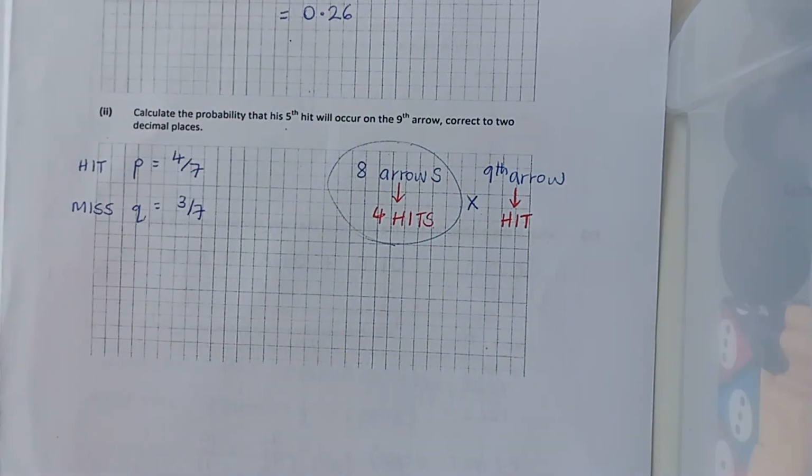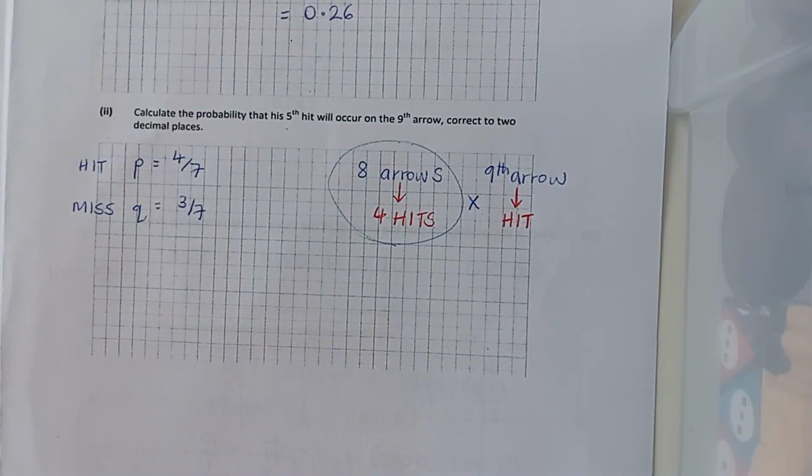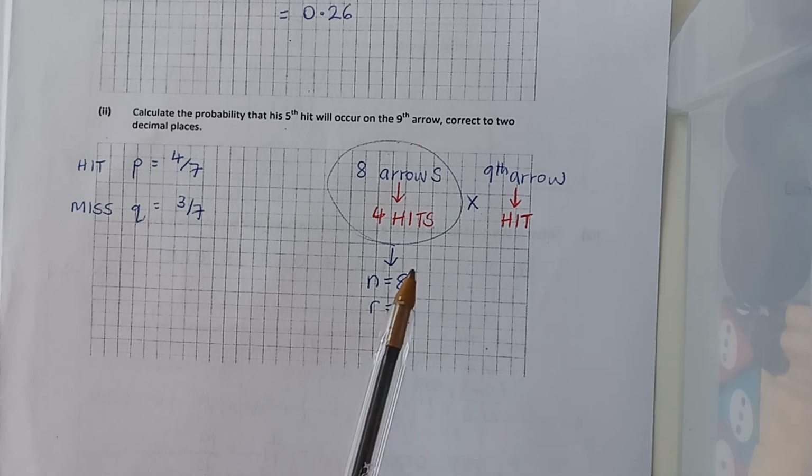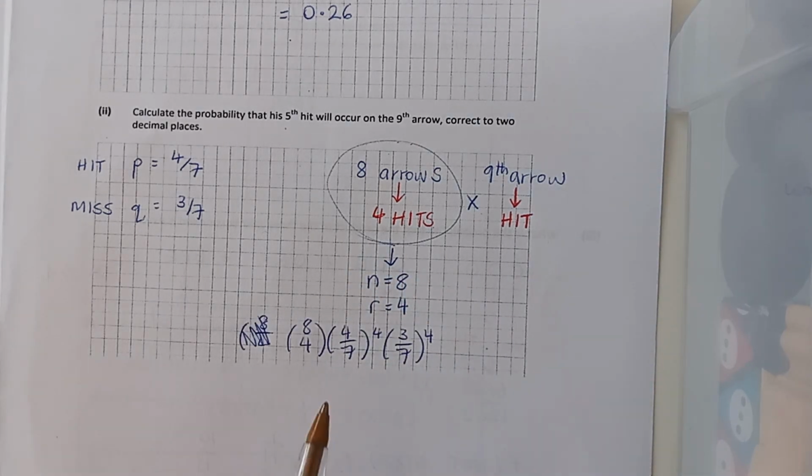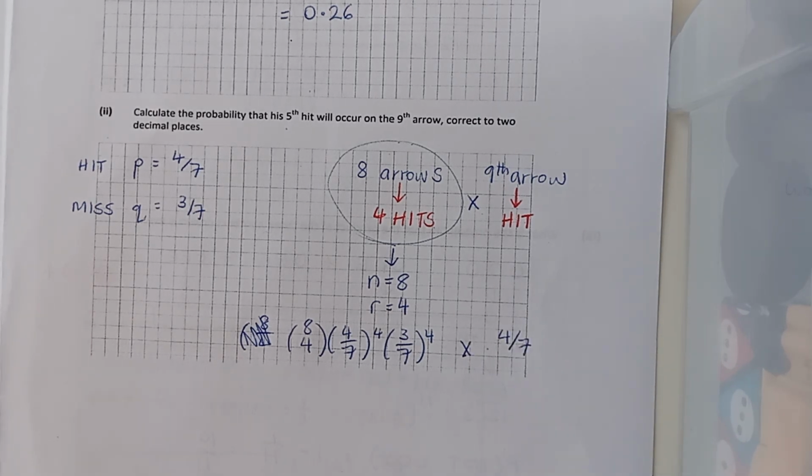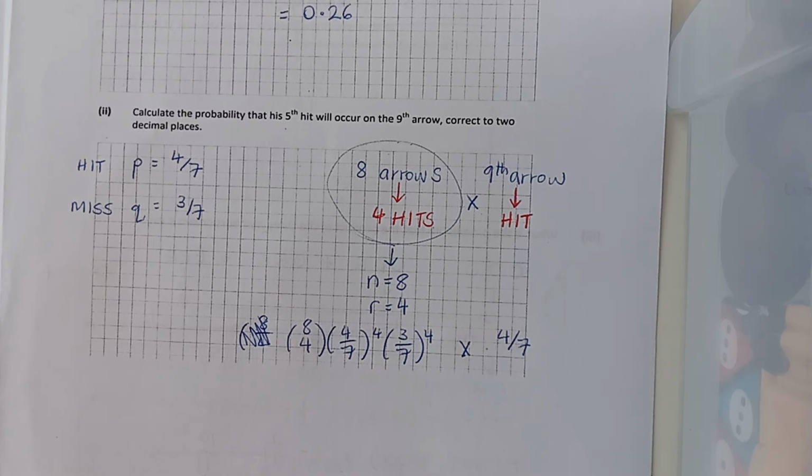So for that part of the calculation then, N is going to be 8 and R is going to be equal to 4. So we're saying 8 choose 4 and then 4 hits and 4 misses, that's our 8 shots. And then at the end, we're going to times by what happens with that 9th arrow. And of course, that particular one we want to be a hit. Again, just watch out that you're following the instructions about the decimal places. In goes the whole lot into the calculator, and your solution is 0.14 to 2 decimal places.